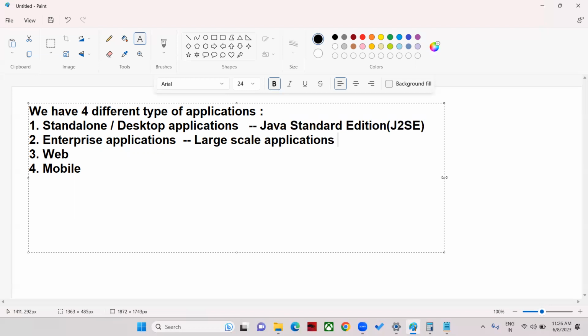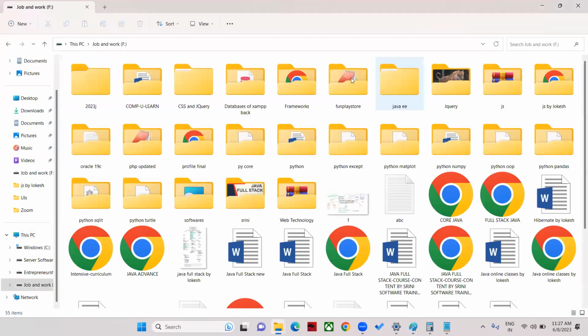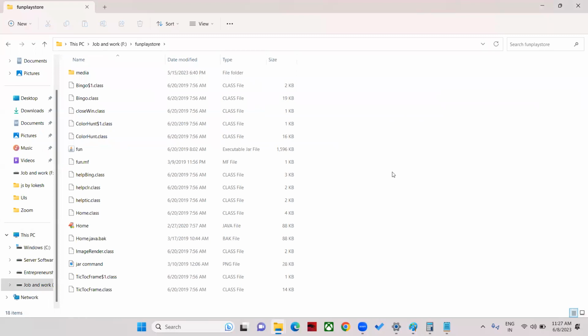Java Standard Edition. If you learn that particular Standard Edition, you can build a standalone application. So let me show you one application that I have done. This is actually one of the standalone applications.